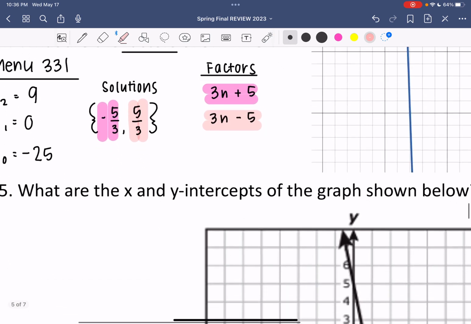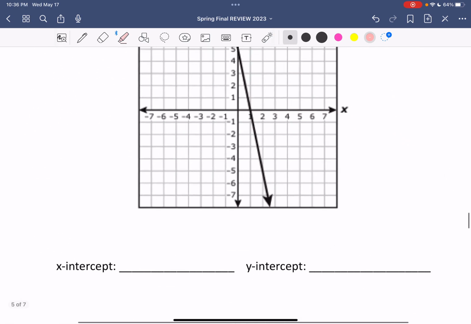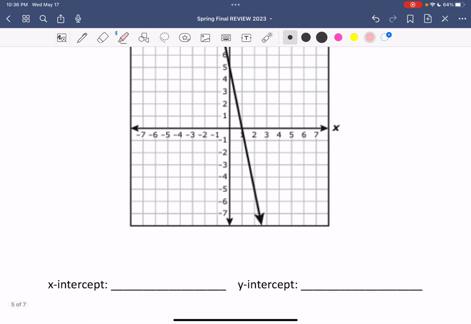All right, and then last but not least, what are the x and y intercepts of this graph? Your x-intercept, again, is where it crosses the x-axis. In this case, that is definitely the y-axis, the x-axis. So in this case, it's 1, 0. And then your y-intercept is where it crosses the y-axis. So in this case, it's 0, 5.